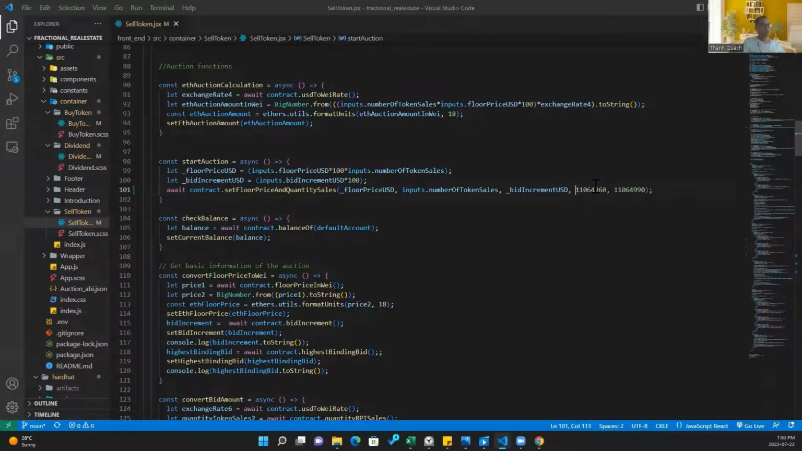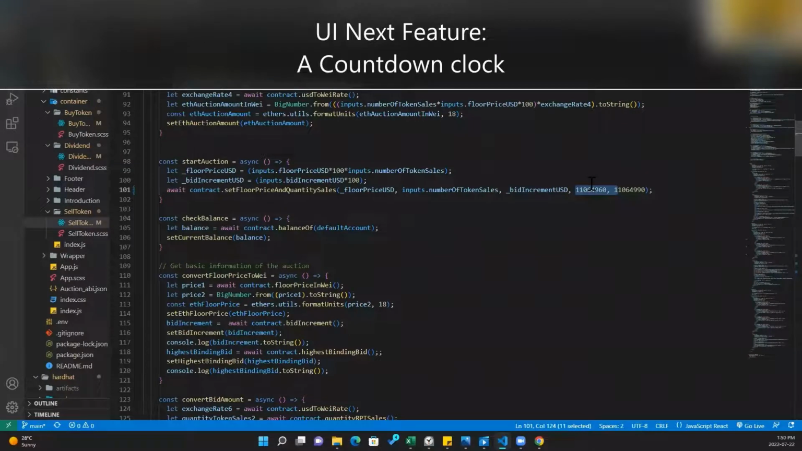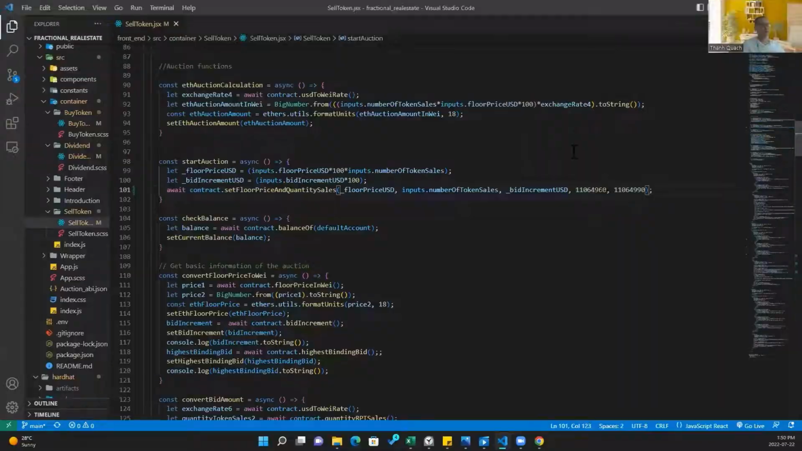This way, we hard-coded the block numbers into the back end. This is the code from the back end. Of course, we can improve this by building more UI, like countdown clocks or something like that, and that would be the next feature I'm working on. But for now, it's good enough for us to demonstrate that the auction is working.